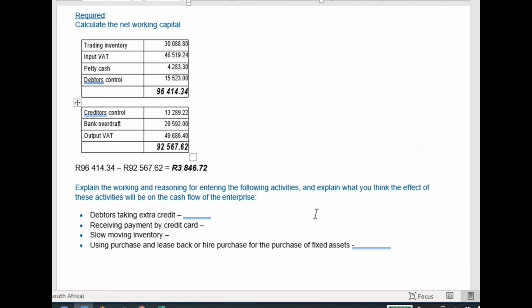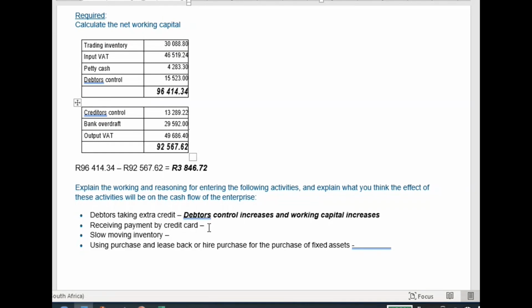So, okay, now they say, this is the activity, explain what can happen. So debtors taking extra debt. Now think about that. If they take on extra debt, then what's going to increase? Debtors control is going to increase, so our net working capital will increase. Okay, so you can simply say that. Let me see. Okay, debtors control increases and working capital increases. Okay, that is fine enough.